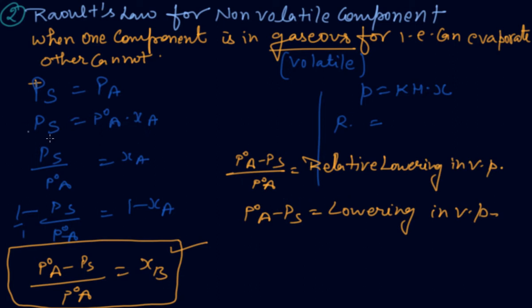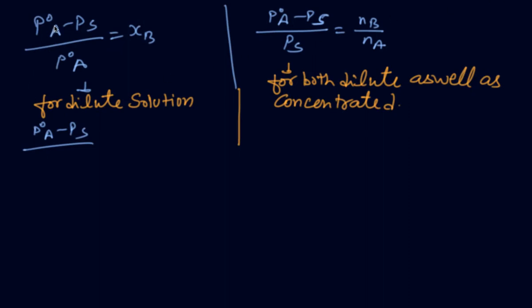I will give you one more formula. We make the conversion P naught A minus PS. Coming to the next page. This is the formula for Raoult's law. P naught A minus PS upon P naught A is equal to XB.